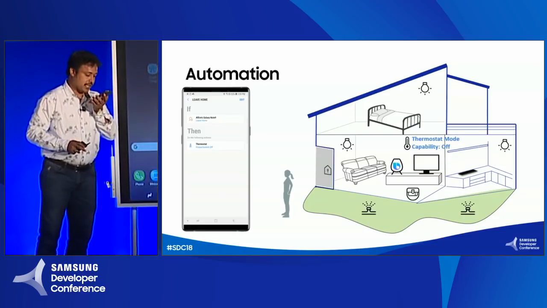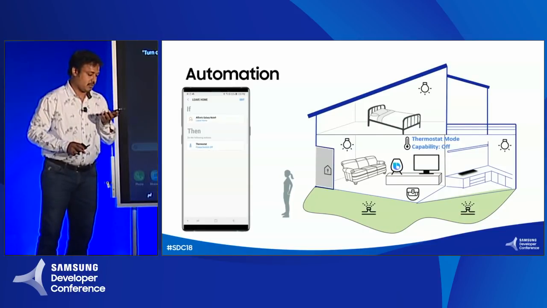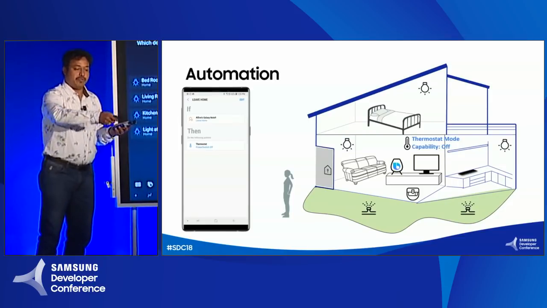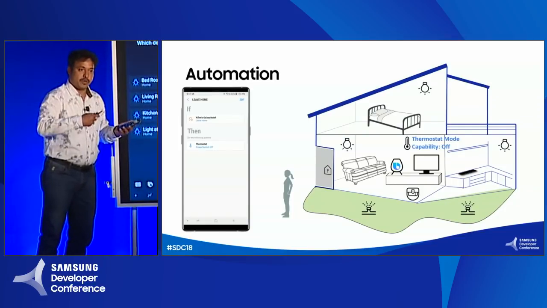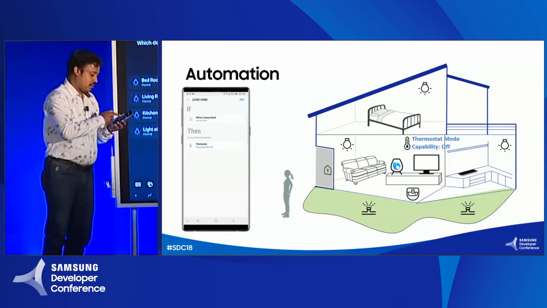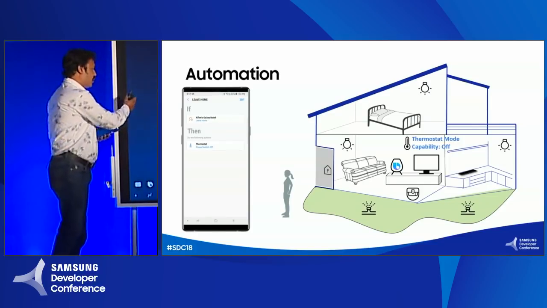Turn on light at sunset. Which device is the one you want? So here I have 4 lights in my home. So it is asking you back which device you want to turn on at sunset. So you can choose one device there.